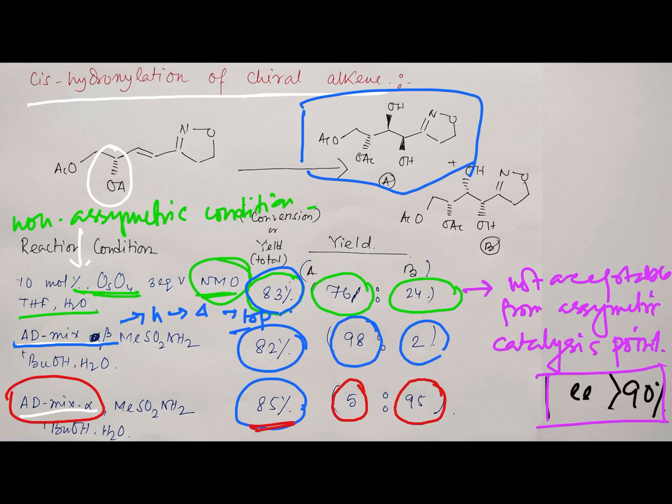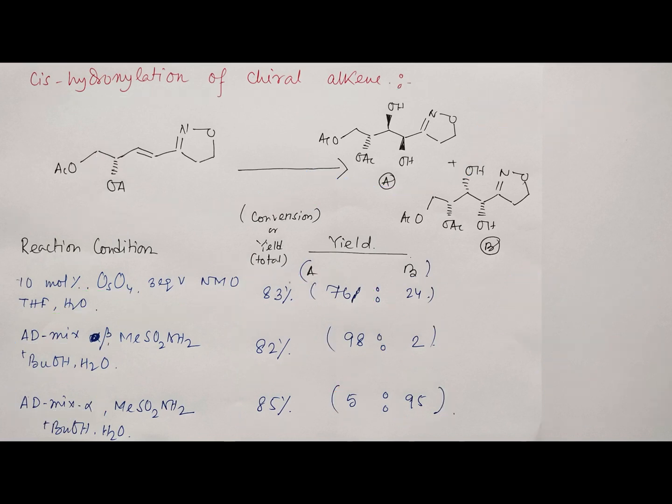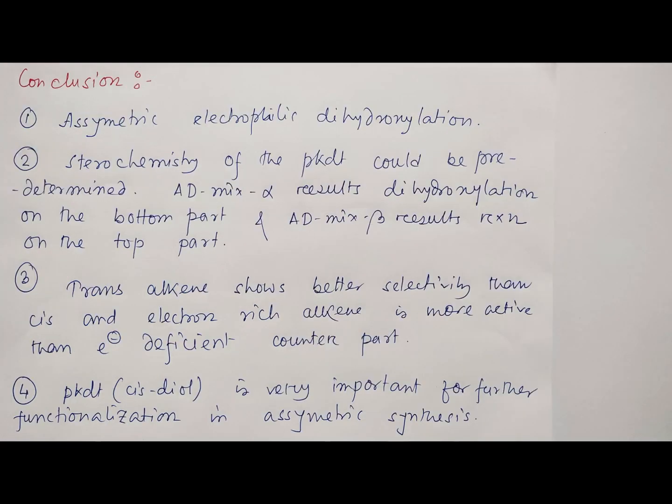So we can consider this a stereoselective dihydroxylation. This is the conclusion of this discussion. This is a stereoselective dihydroxylation reaction, whereas by changing the ligand you can clearly observe the selectivity change from 98%, and here the opposite product can be produced with 95%. Isn't it interesting? Okay, so this is the end of this discussion.